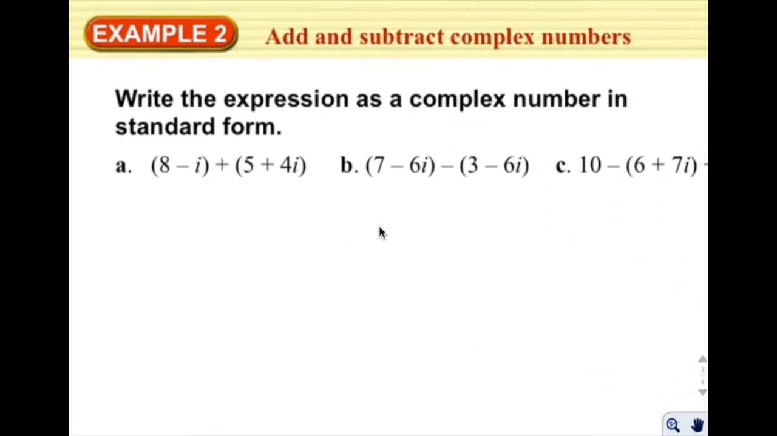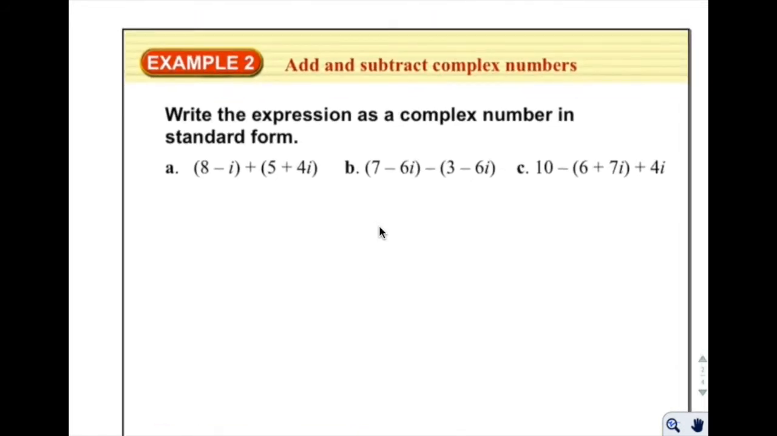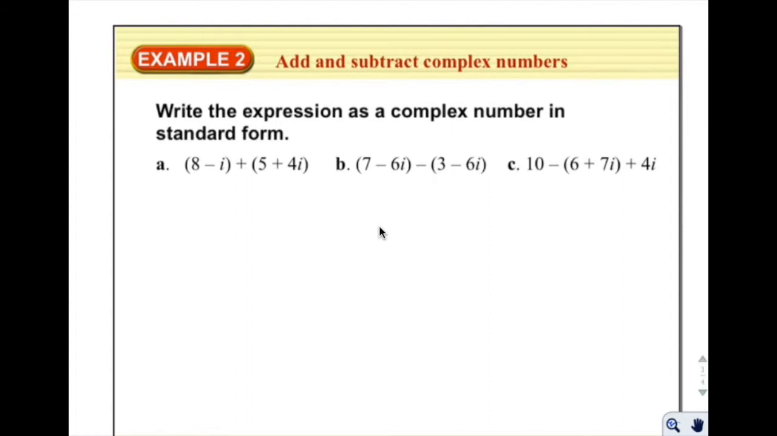Example 2 says, write the expression as a complex number in standard form. Standard form of complex numbers just looks like this: a plus b times i. So that means I have a constant, and then I'm adding it to a second constant multiplied by my complex number i. So whatever order my equation comes out to, I need to write it in that standard form.